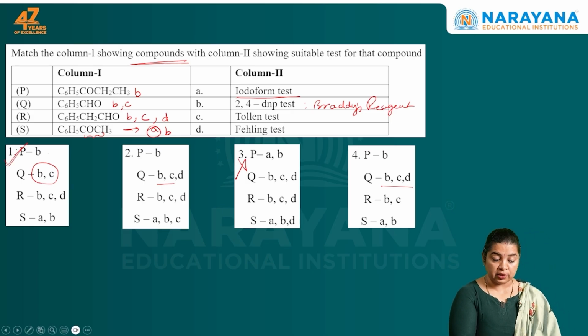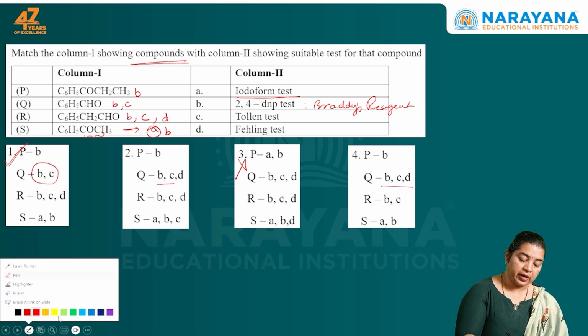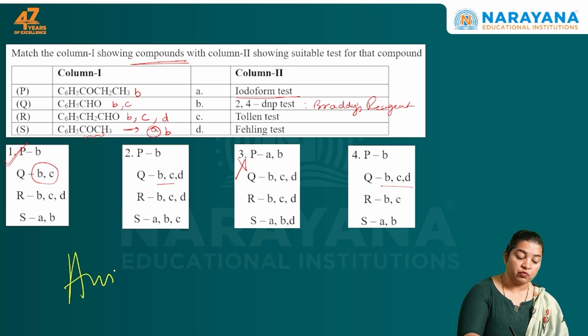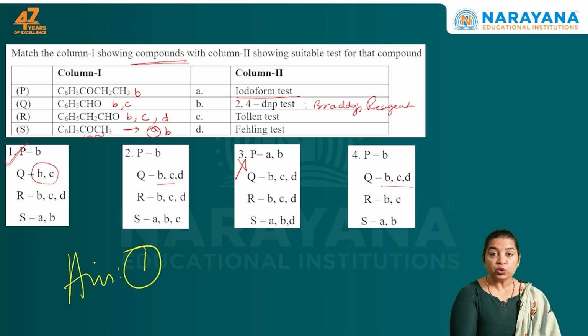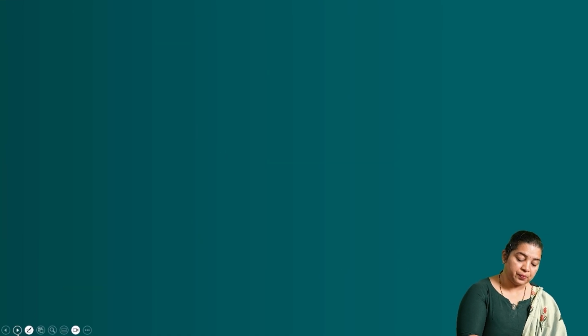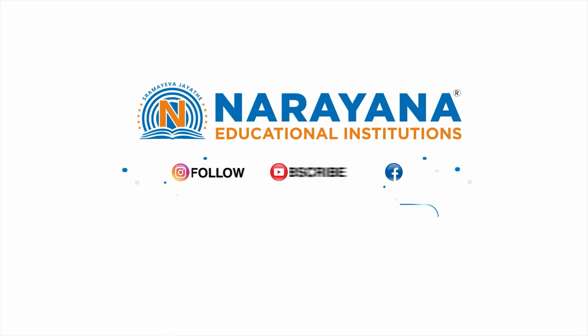Let us conclude others also. R should be B, C, D, yes, and S has to be A, B, perfect, right. So, overall conclusion for this is again option number 1. Good question, I would say, because it is covering so many reagents, right. So, that brings us to the closure of these questions.